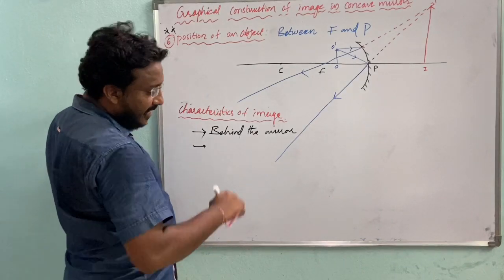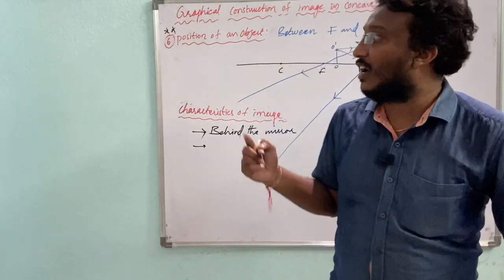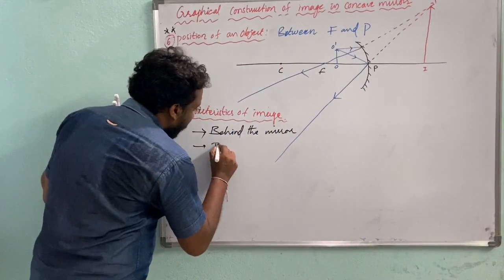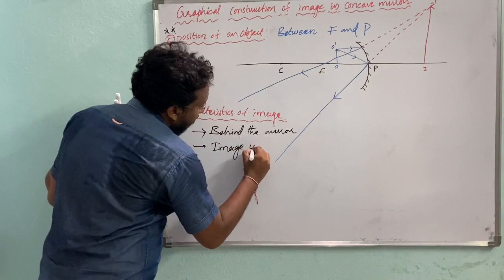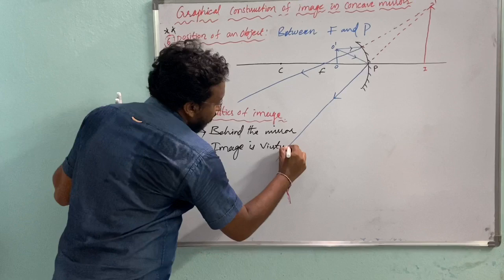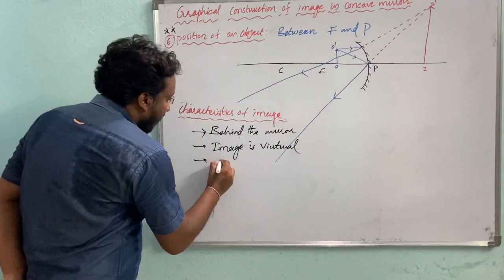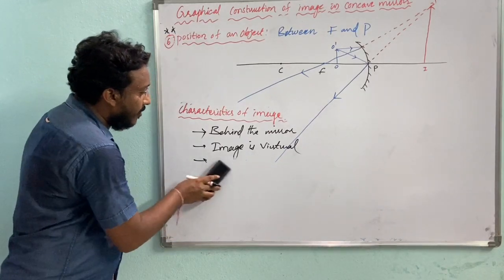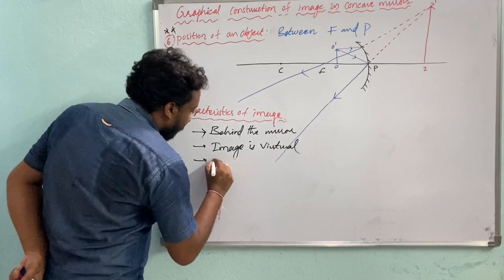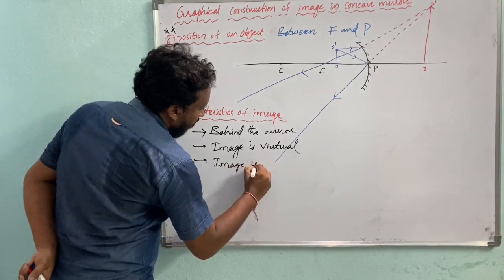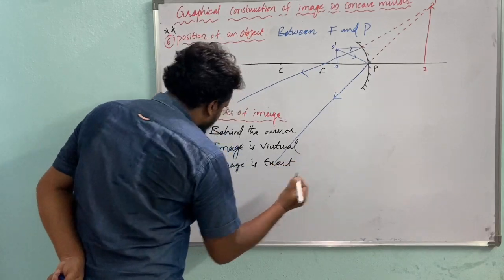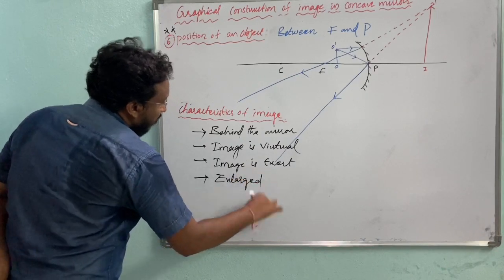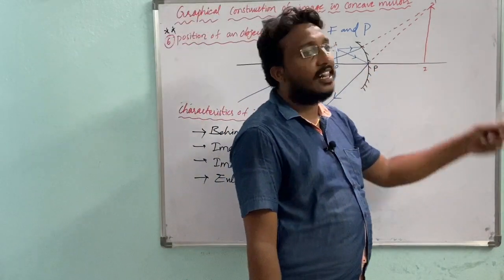Next, I said a real image is formed in front of the mirror. Here it is formed at the back side of the mirror, so obviously this is a virtual image. Image is virtual. Virtual images are erect, so write like this: image is erect. And the last one, enlarged, that is, larger than the object.